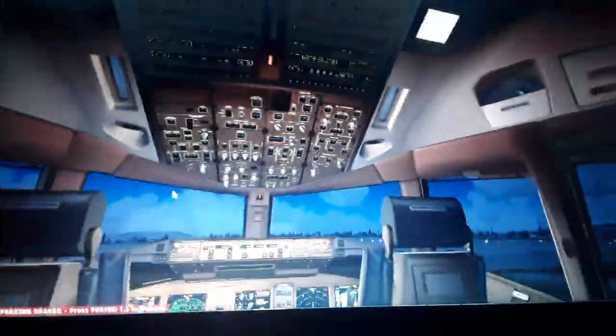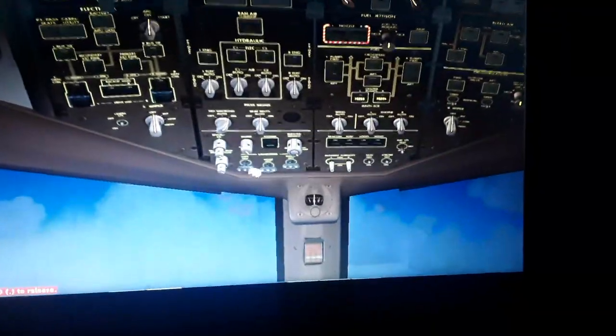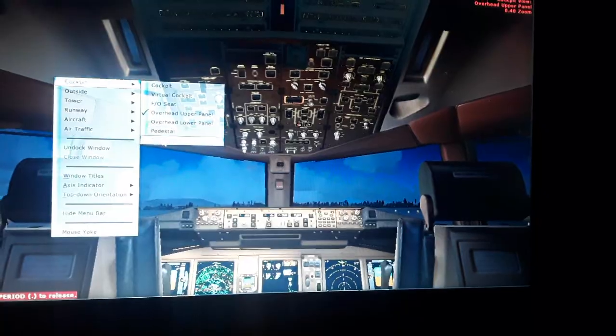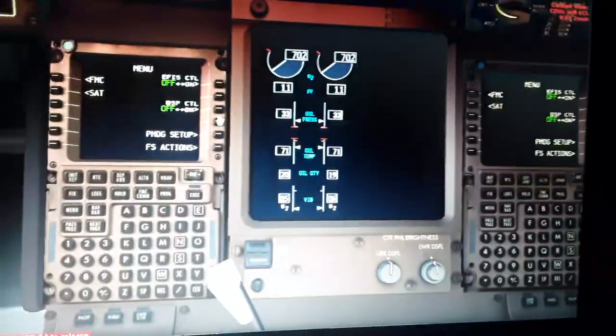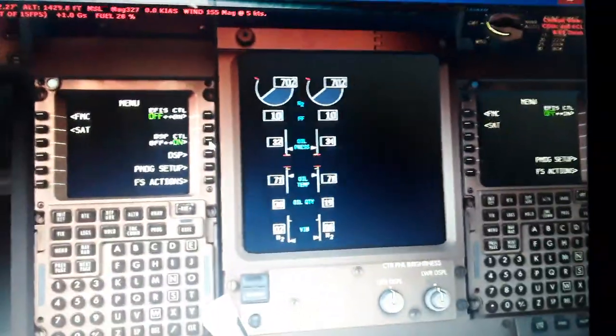So this is all for the overhead panel. I'm going to go now to starting the engines. I'm going to show you first a couple of things here. So this is the system display, on and off. The flight management computer. So we're going to see all the systems.